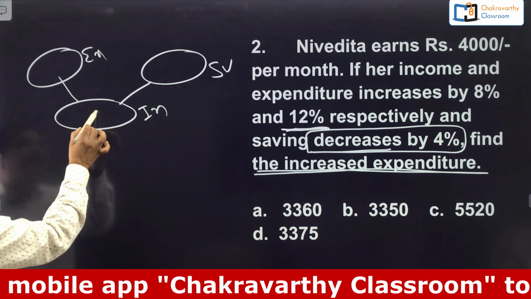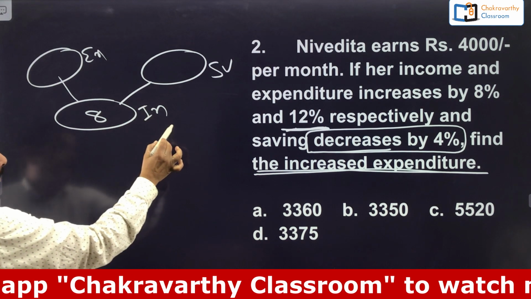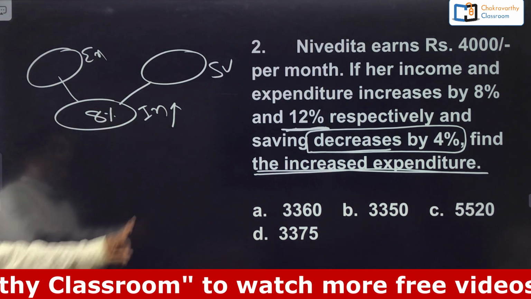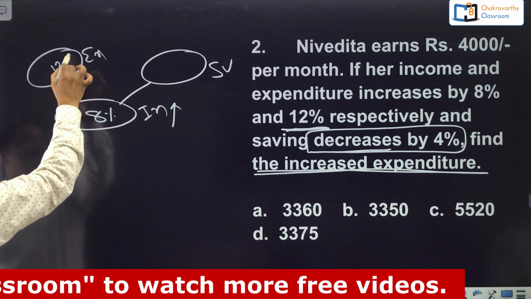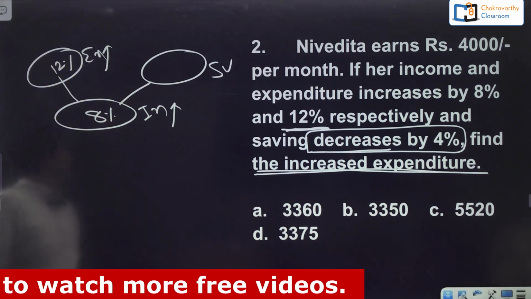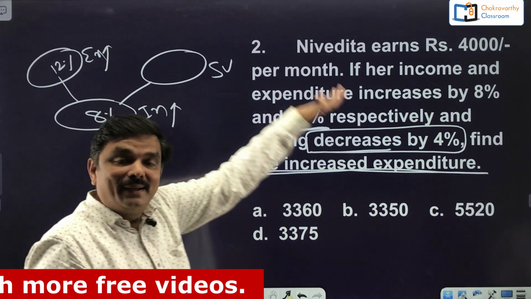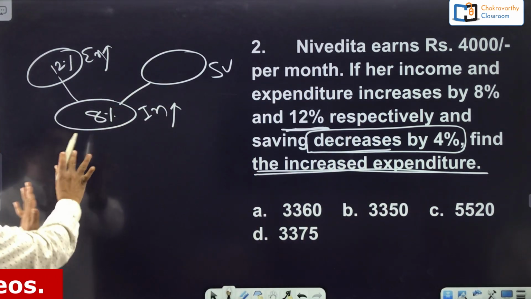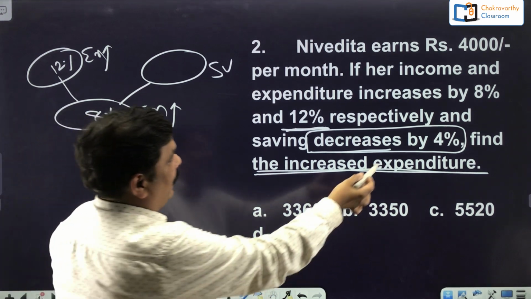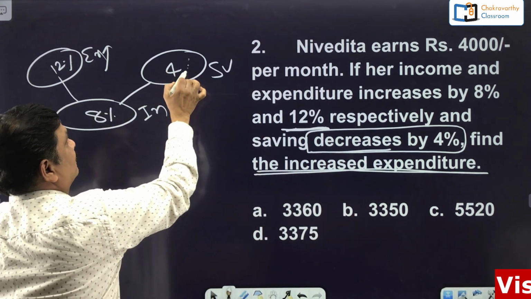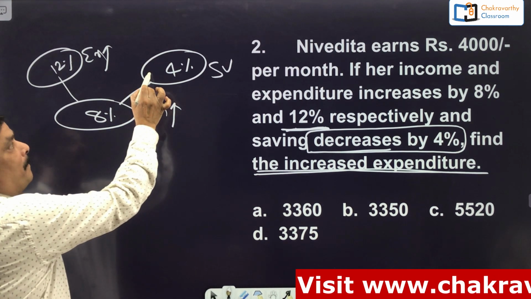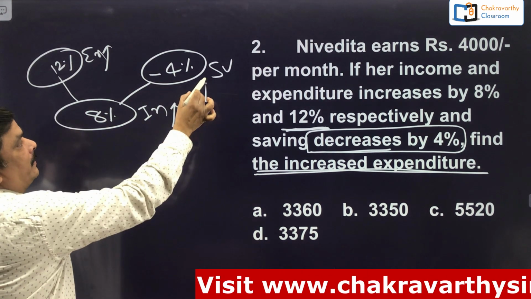So income increased by 8%. I am keeping an arrow, increased, and the percentage. Expenditure increased by 12%, I am keeping an arrow. But savings decreased. But all three should be of the same kind. I cannot take this one as 4%, I should take this as minus 4% increase.